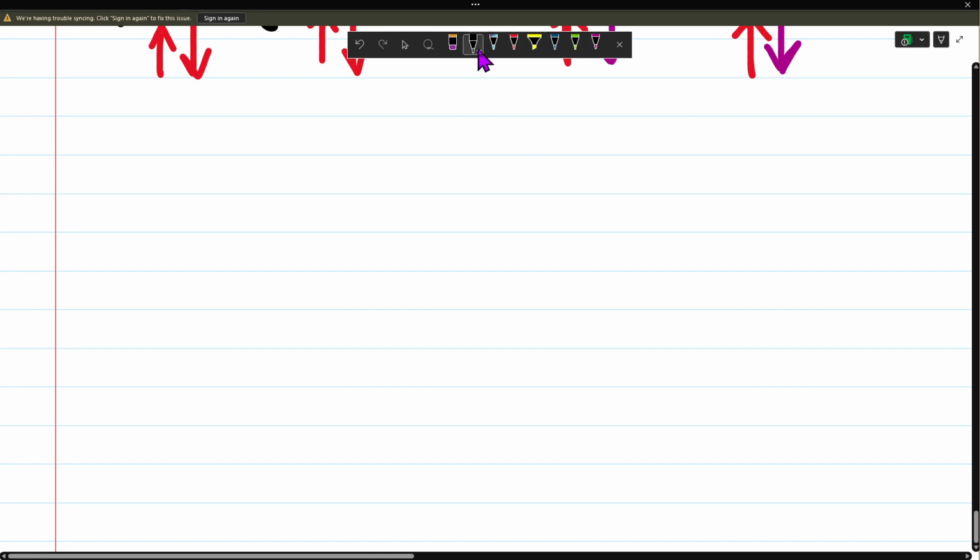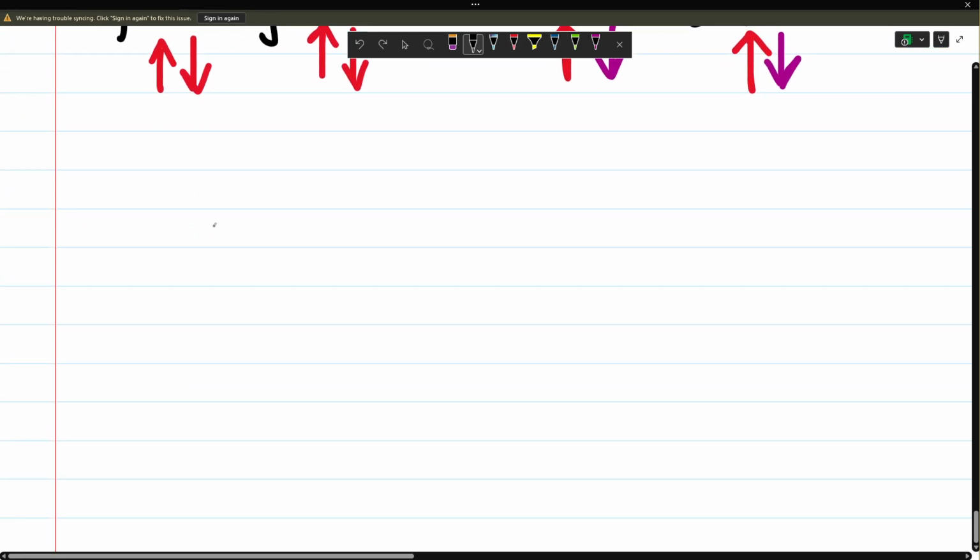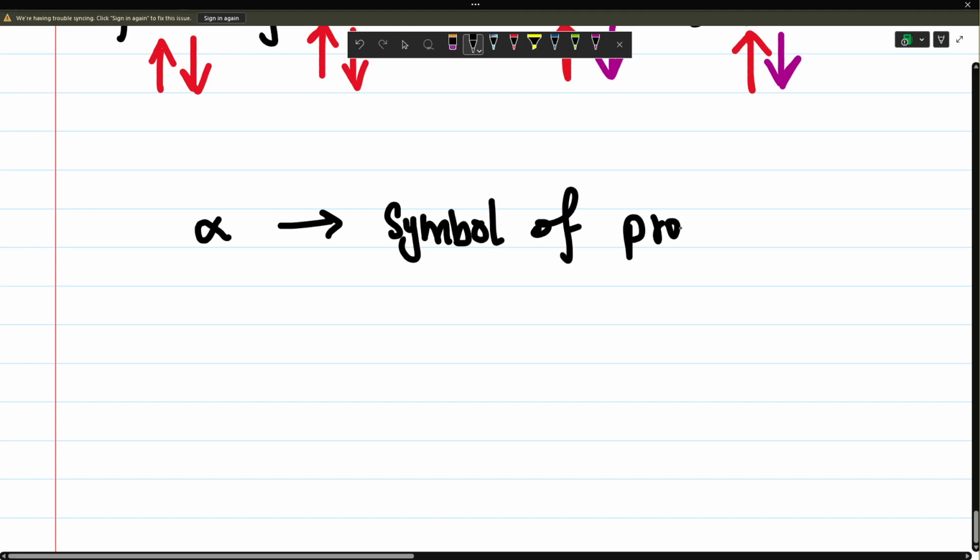So this is the symbol for proportionality, right? This is the symbol of proportion. Proportion, right?